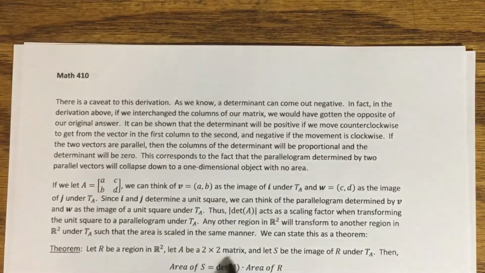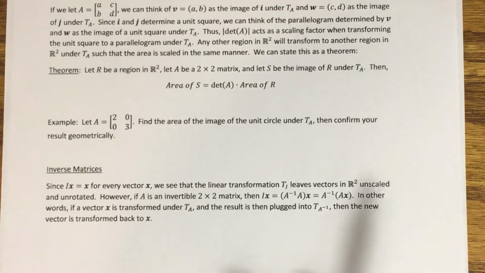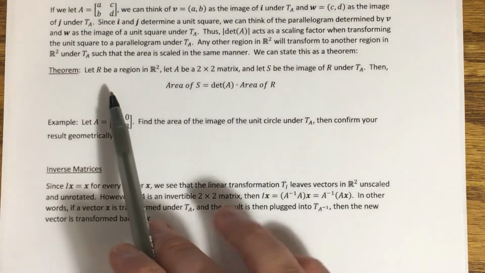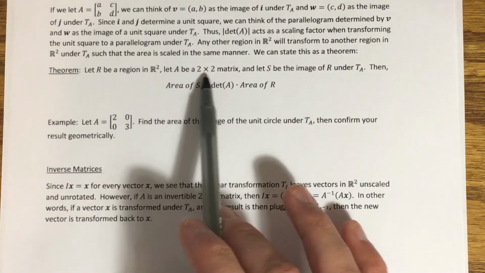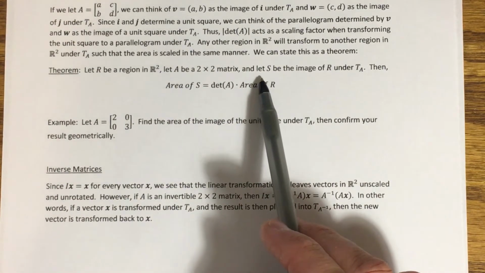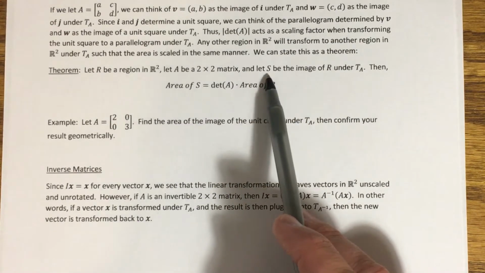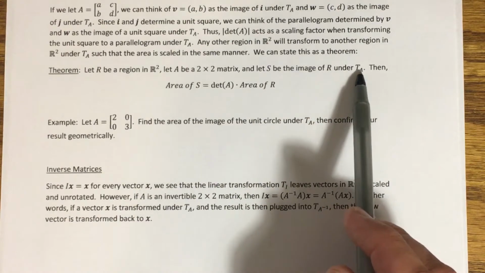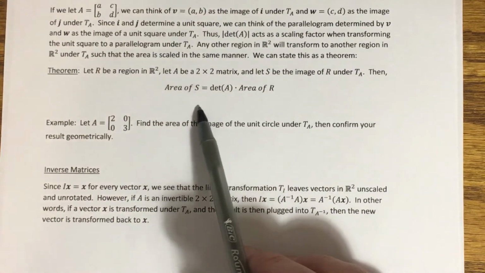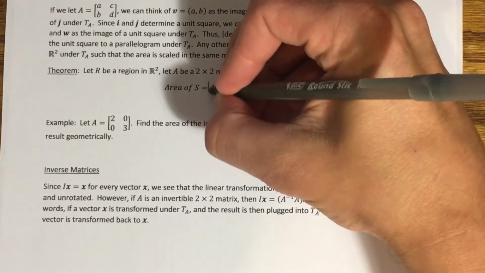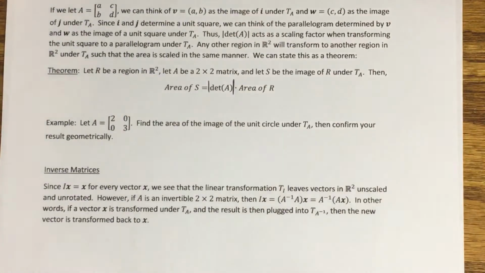And I'm stating that as a theorem right here. In that example, I said, what if the area gets doubled? In that case, the determinant would have an absolute value of 2. In more general terms, if R is any region in R2, and A is any 2 by 2 matrix, and we let S be the image of R, the region we get from transforming R using this linear transformation, then the area of S will be the absolute value of the determinant of A times the area of R.